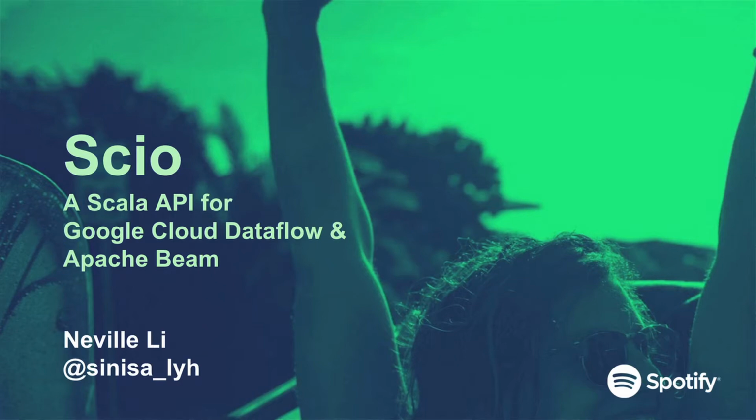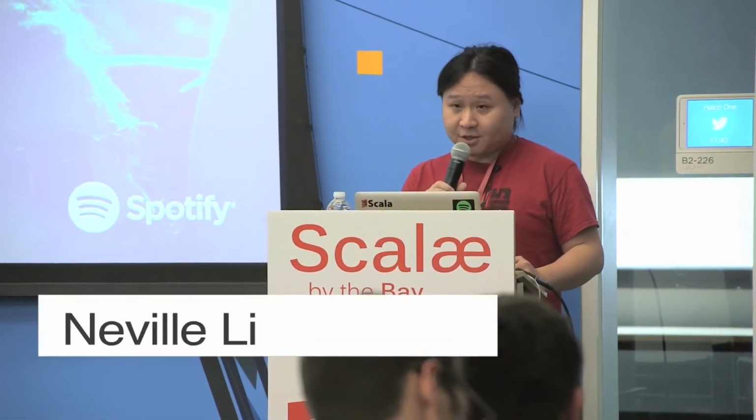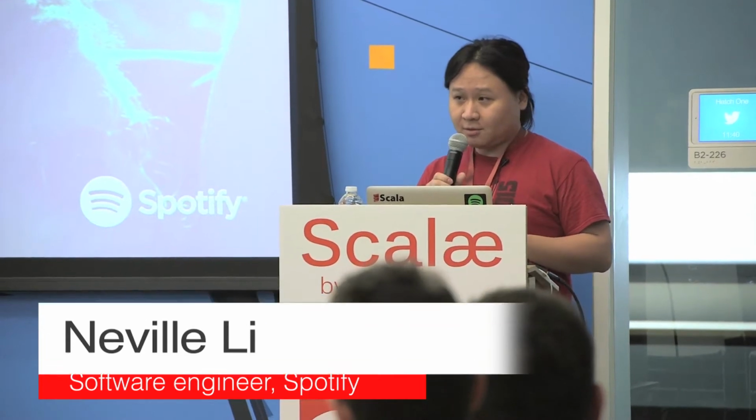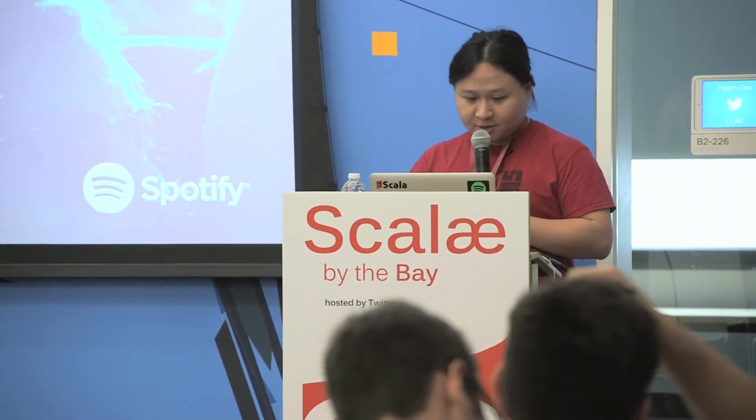So today I'm going to talk about this framework called Scio. It's a Scala API for Google Cloud Dataflow and Apache Beam. How many here use any type of cloud, AWS, Google Cloud? A lot of us. So yeah, all makes sense.